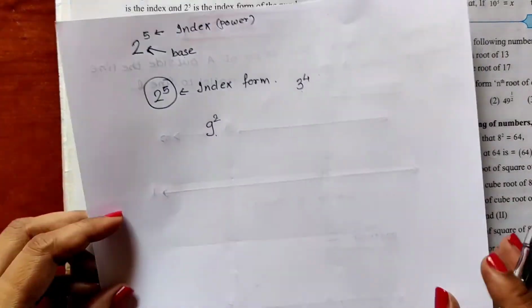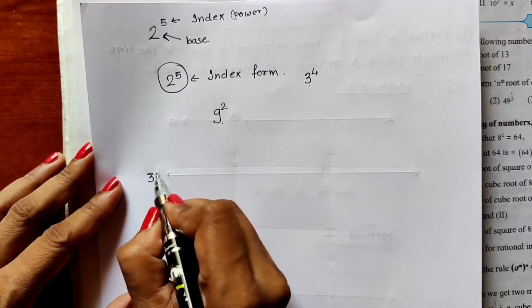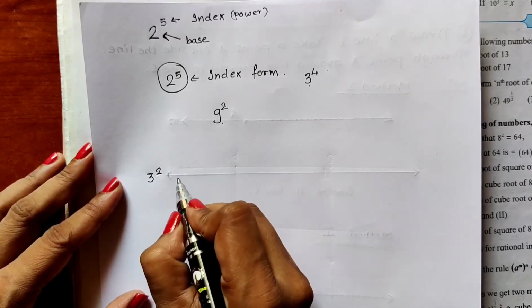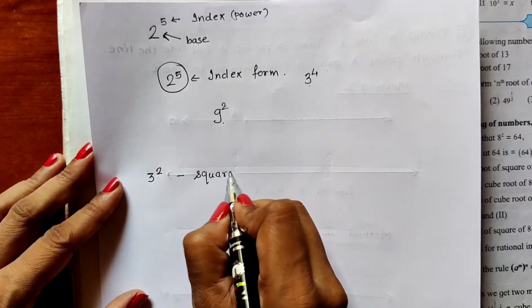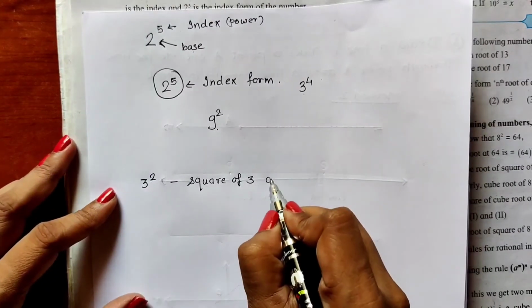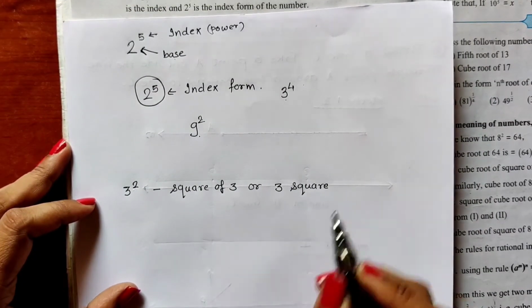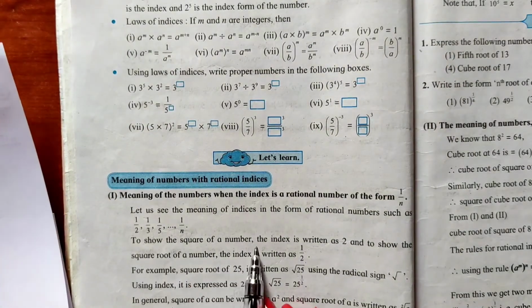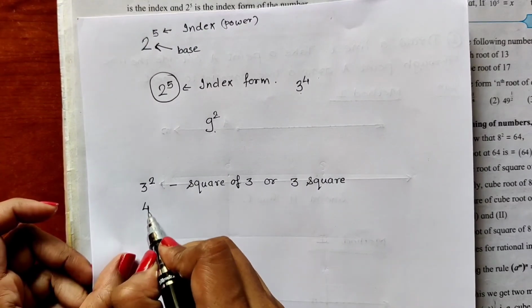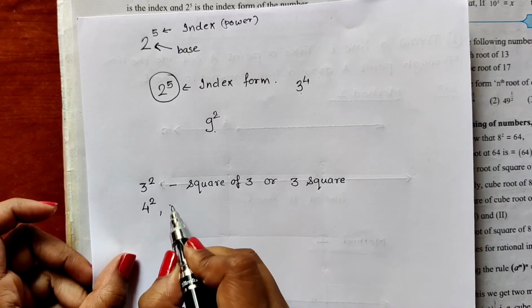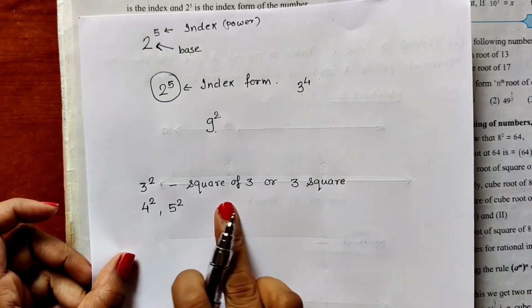That means what? When we want to show the square of any number, for example square of 3, how to write it? 3 raised to 2. This can be read as square of 3, or we can read it as 3 square. Correct? So when we want to show the square of a number, the index is written as 2. If I want to show the square of 4, I will write it as 4 square. If I want to show the square of 5, I will write 5 square. So in this way, we have to show the square.